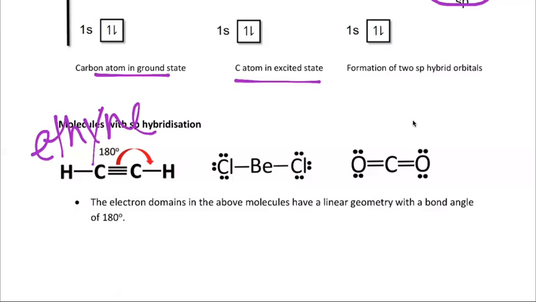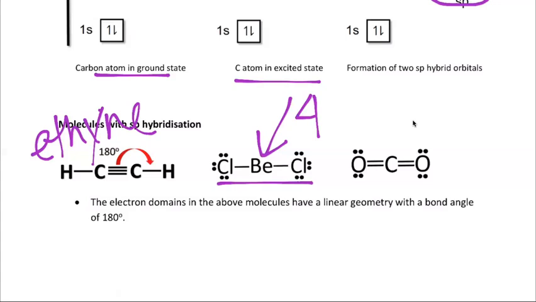This one in the middle would be a non-organic example, beryllium chloride or dichloride. Again, beryllium is one of our atoms that defies the octet rule. It only wants to have 4 electrons instead of 8, similar to boron only wanting to have 6. So for sp hybridization, it's either going to be something with beryllium, or it's going to be something with carbon that only has 2 electron domains.